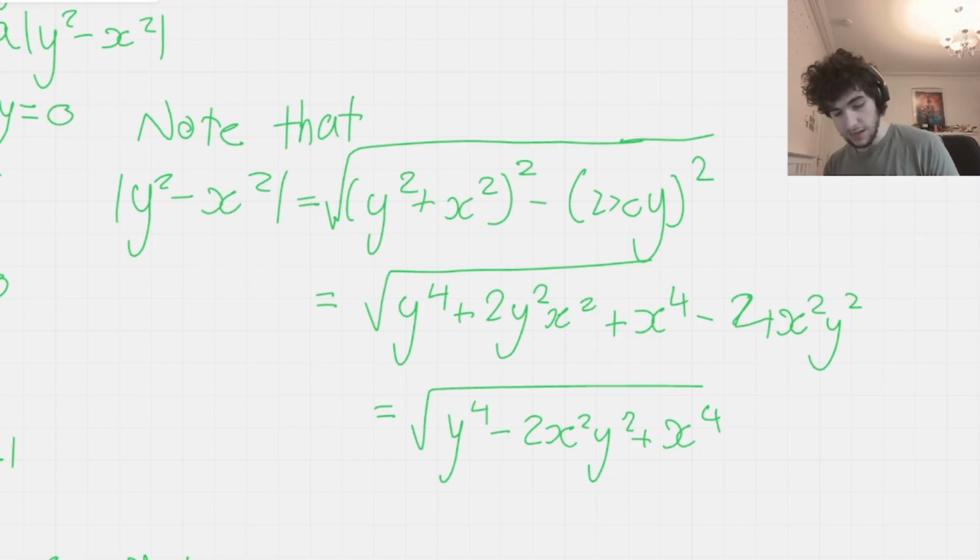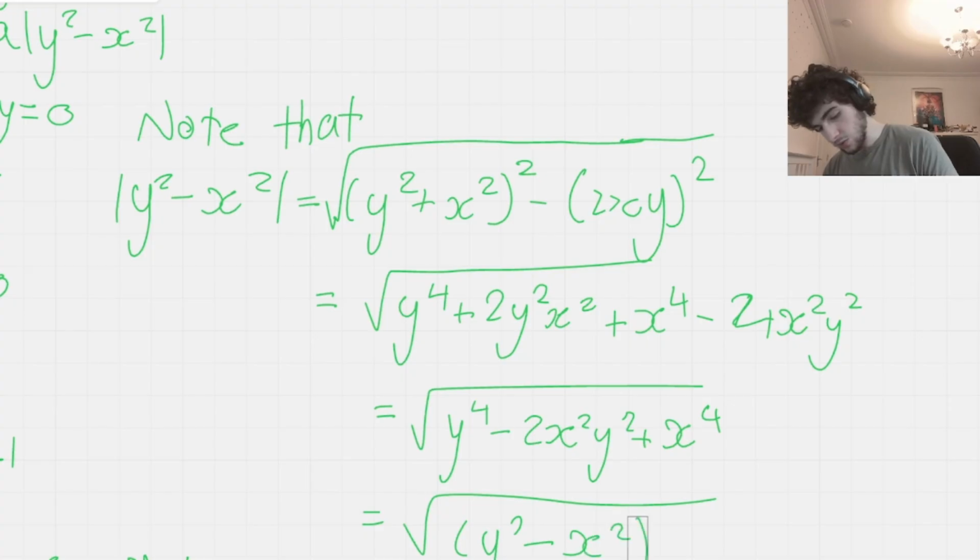Which we can actually write as y squared minus x squared all squared. That's y to the 4 minus 2x squared y squared add x to the 4. And obviously, therefore, we can see here that the mod of y squared minus x squared is indeed equal to the square root of y squared and x squared all squared minus 2xy all squared.